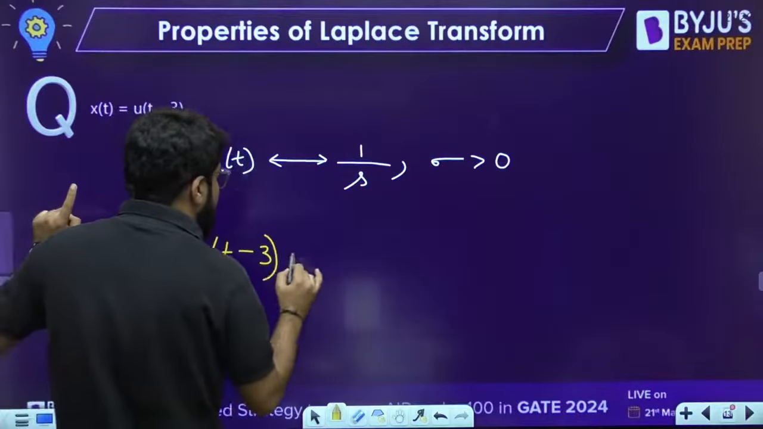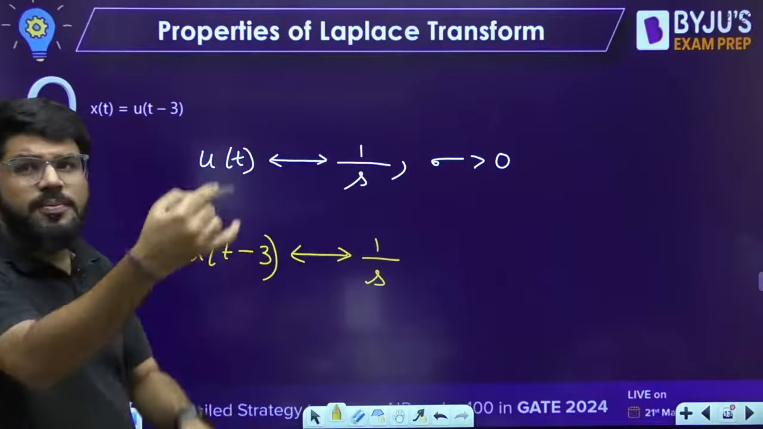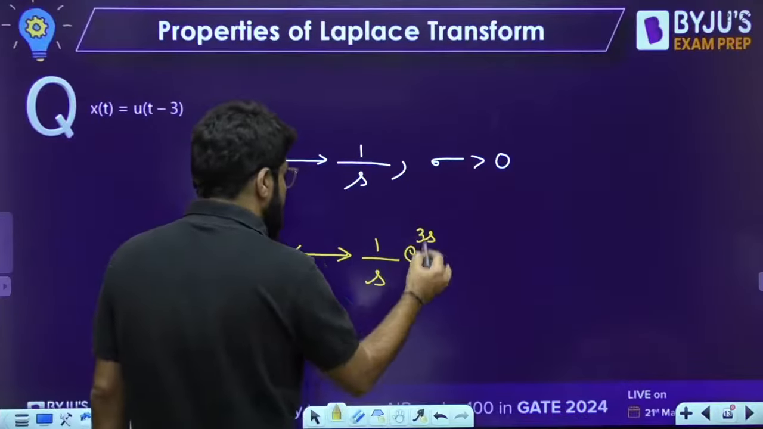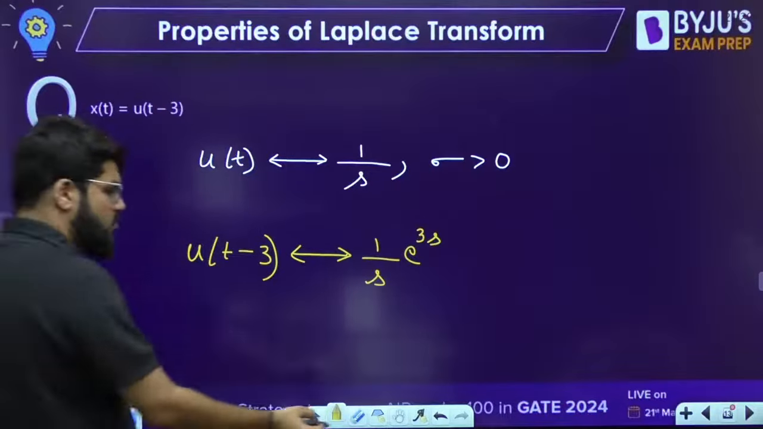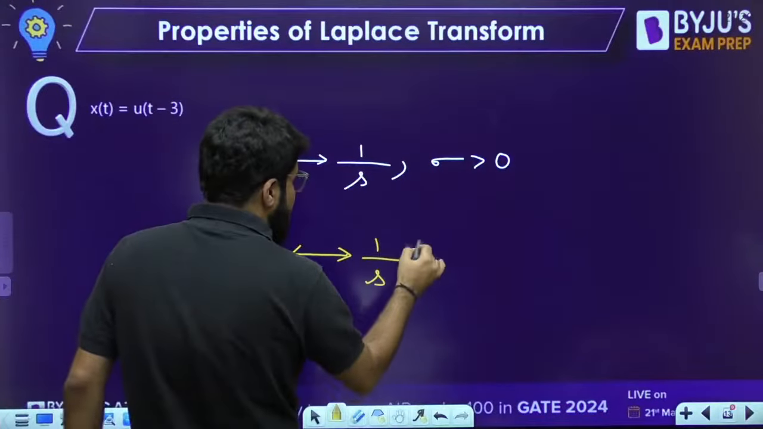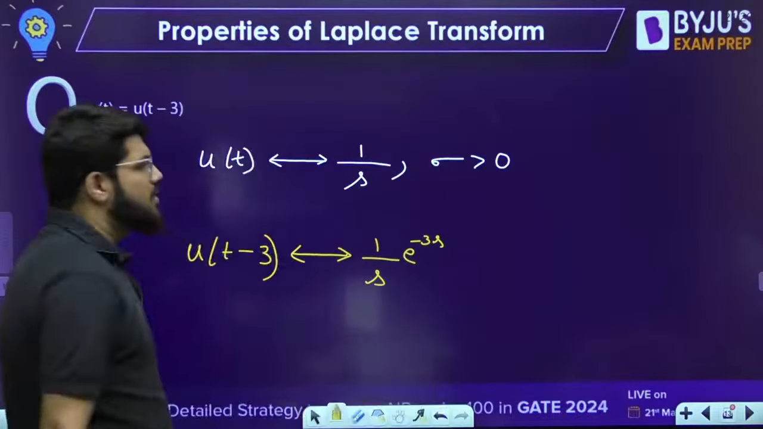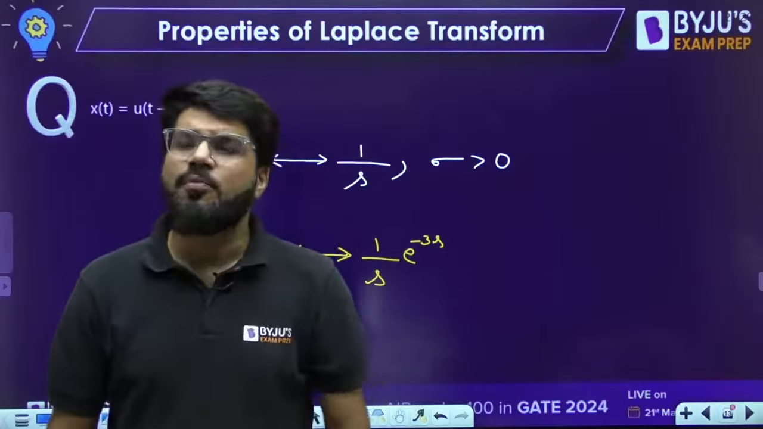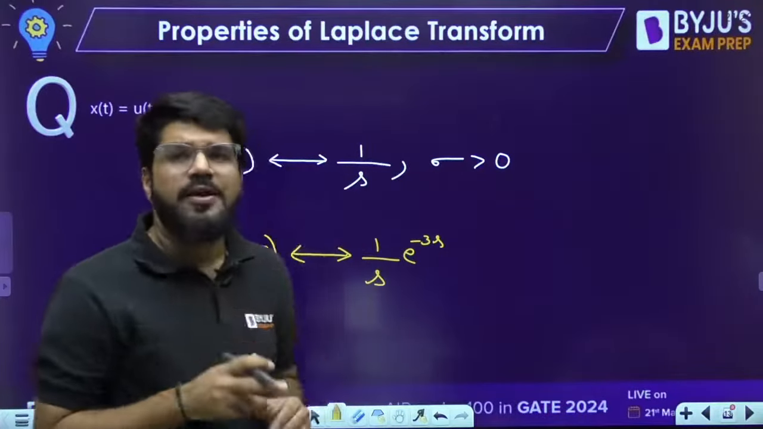For u of t minus 3, as per the time shift property, whenever there is a time shift, there is going to be an exponential term. So it is 1 upon s e raised to the power minus 3s. I'm sorry, I missed the minus: 1 upon s e power minus s t naught, and the t naught value is 3, so e power minus 3s. I told you in the property there is no change of ROC, but don't remember that point. Only remember the Laplace property; ROC you decide on your own.